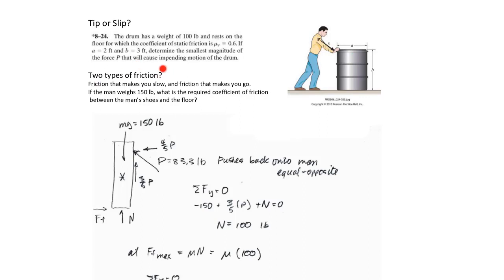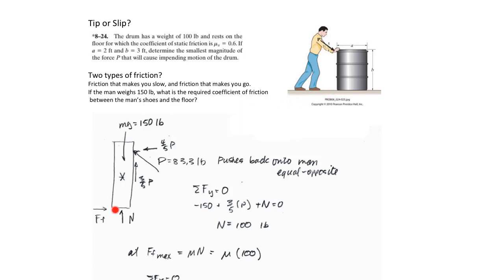So I just want to suggest here that there are 2 types of friction, and I don't really mean that in terms of fundamentally 2 types, but there is friction that makes you slow down or keeps you from moving. And there's also friction that makes you move or helps you move. So I call it friction that makes you slow or friction that makes you go. So in this case, for the man I have some friction that's going in this direction to help him move in that direction.